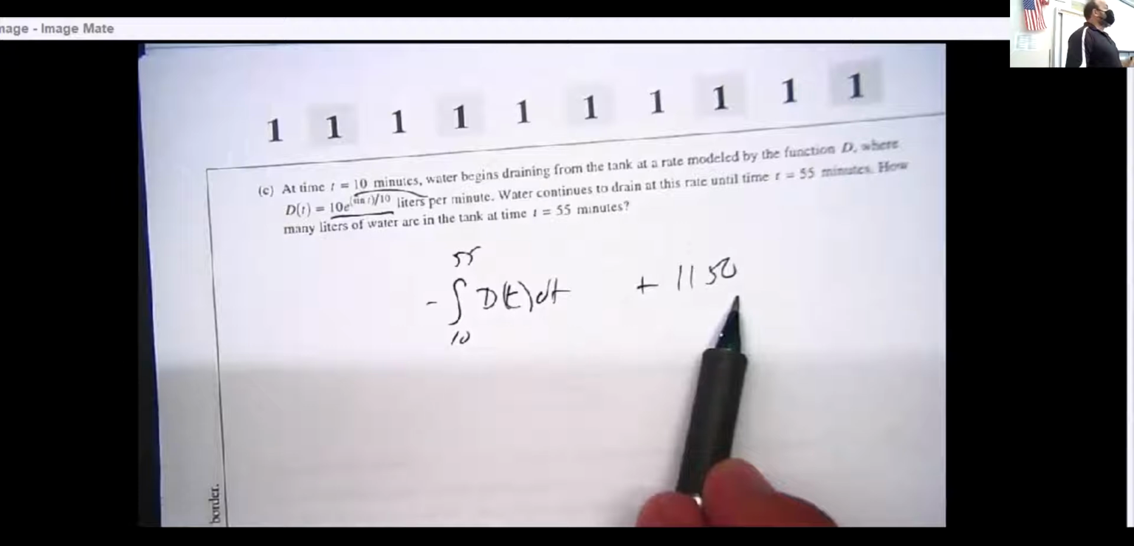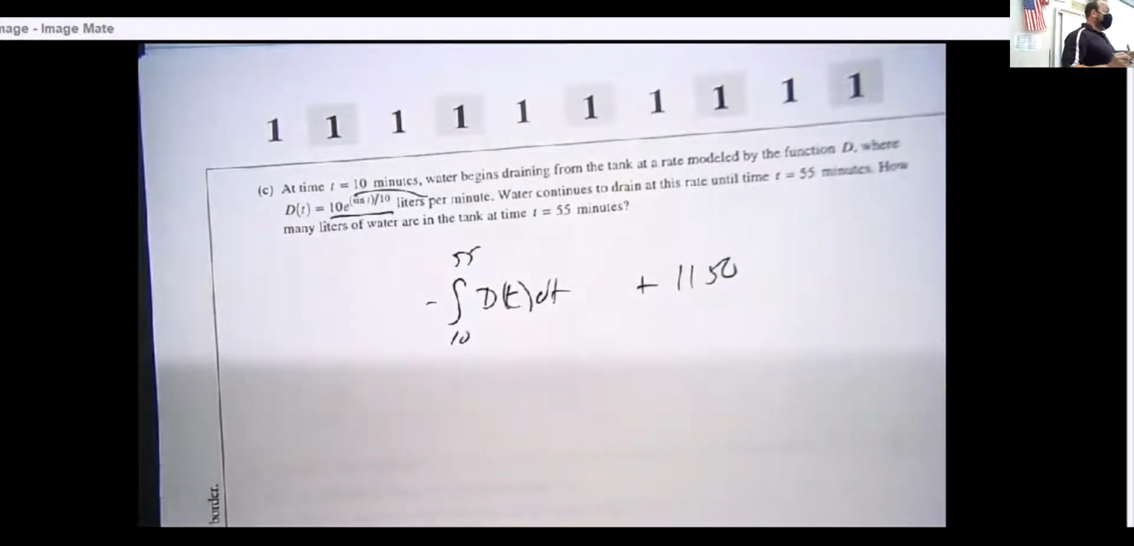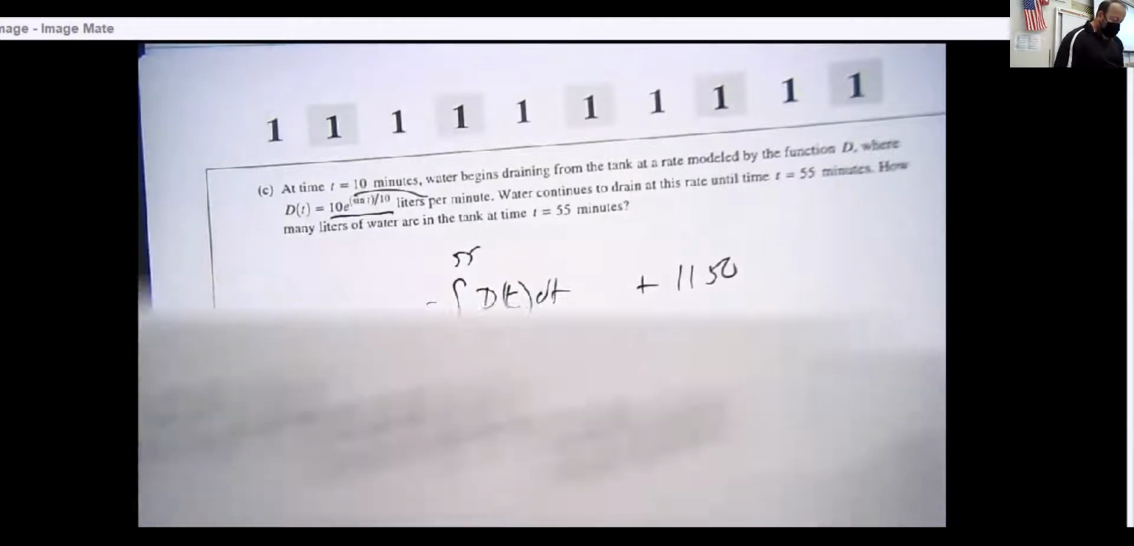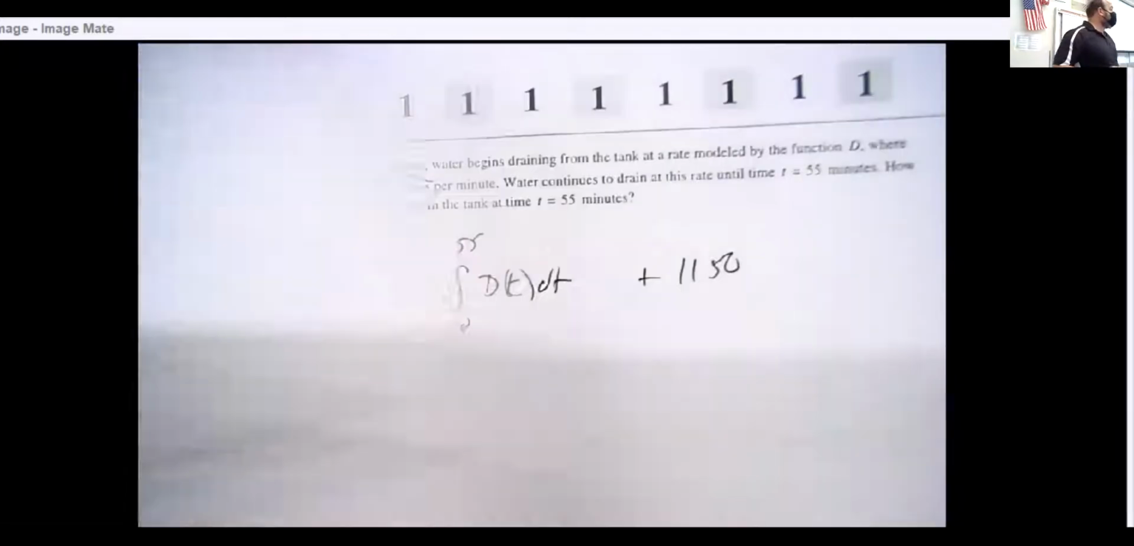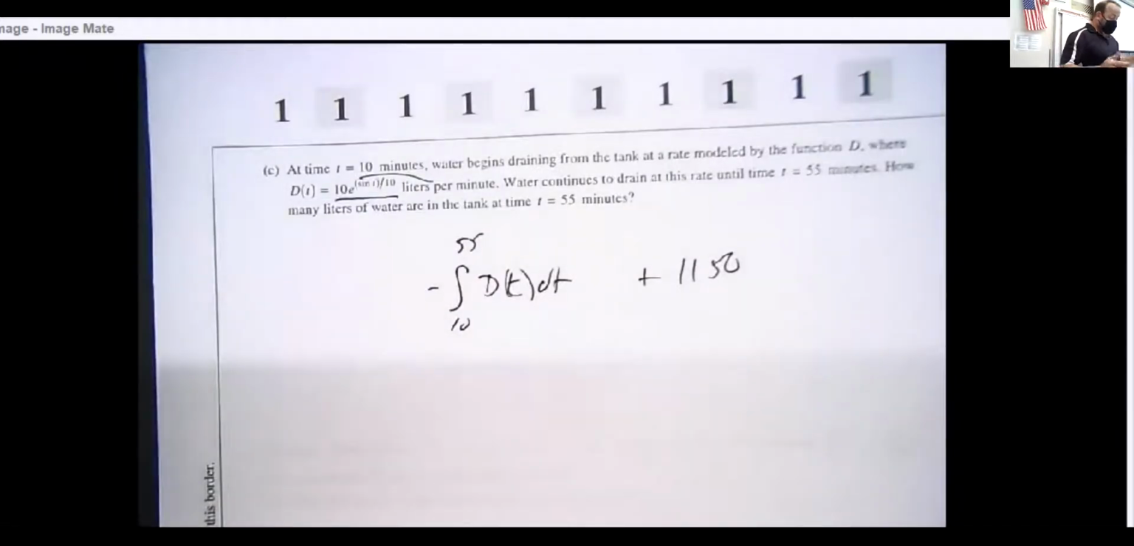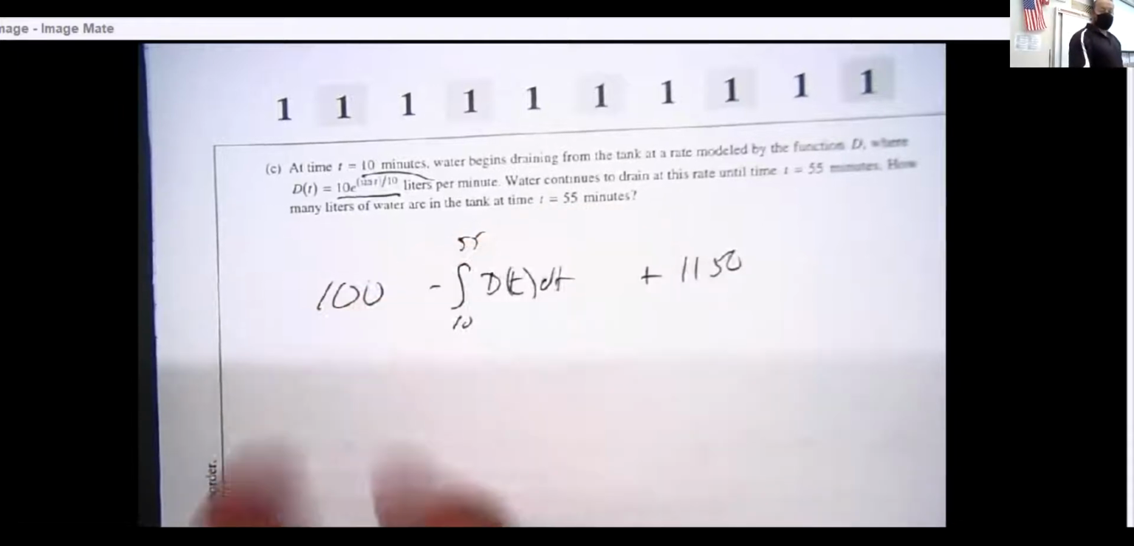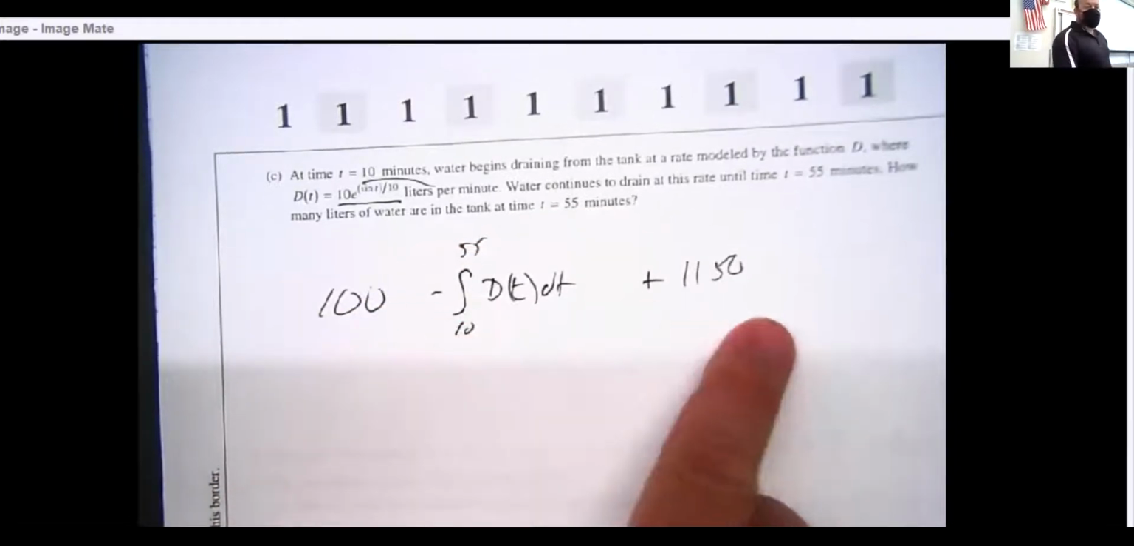But there's something else. What have we still not discussed? Where did it start? When you did this whole thing way back at the very beginning of the problem, I believe it told us. There it is. It says at time 0, the tank had 100 liters in it. Where does that go? Out front. So I started at 100. I started losing some, but I gained a bunch.